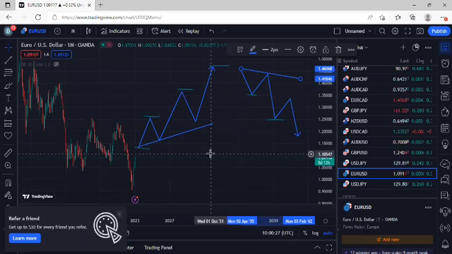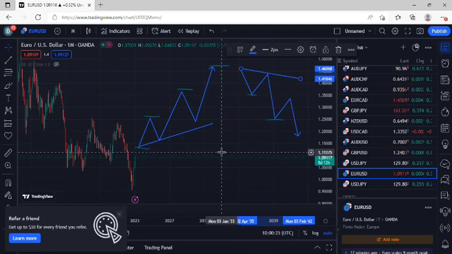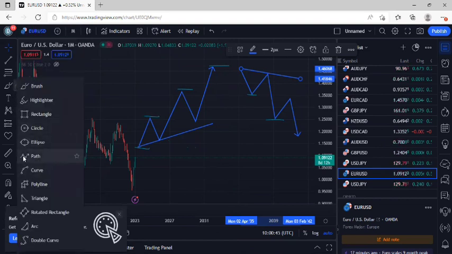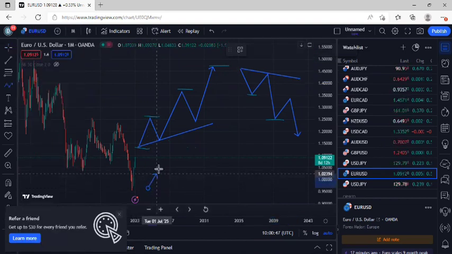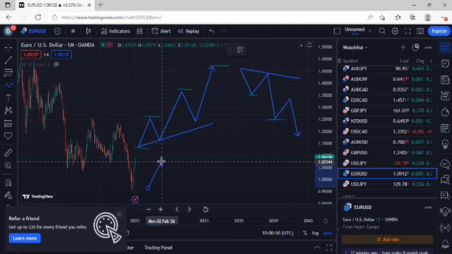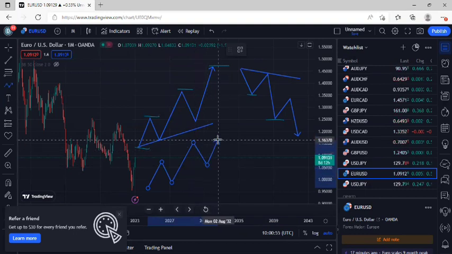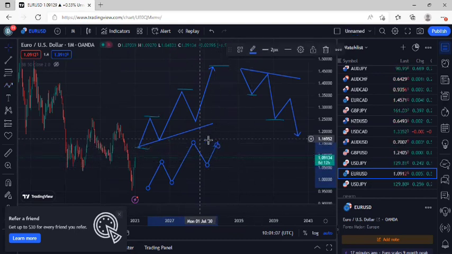So now, how do you know whether the trend will continue or it will reverse? How do you determine that using market structure? Now, if you look at this, here I have my higher low, higher high, higher low, higher high, higher low. And here I have a failure swing.